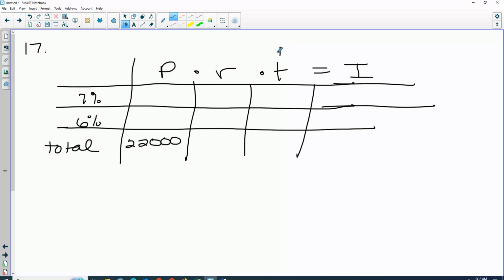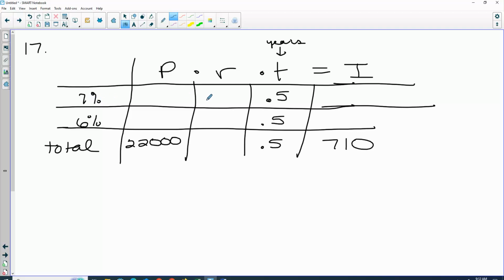The other thing in the problem, 6 months. Time always has to be in years. So 6 months is how much of a year? 0.5. After 6 months, he receives a rate of return of $710. That's the return he got back. What does that amount represent? Interest. It's a total interest.